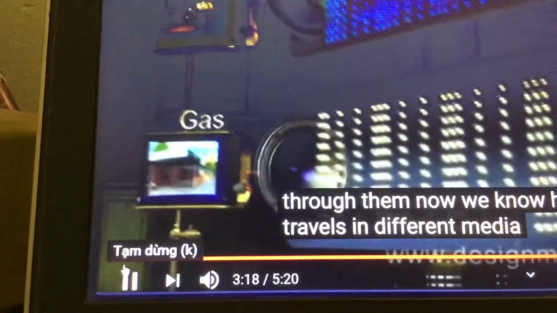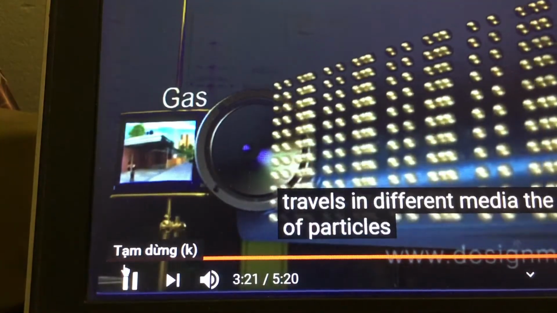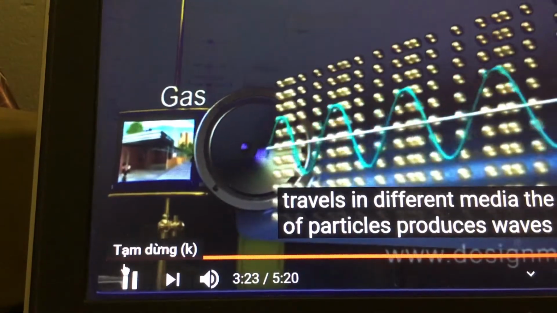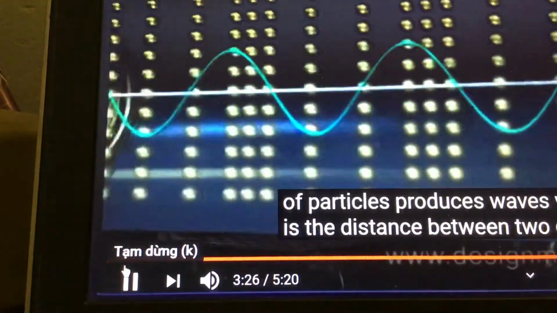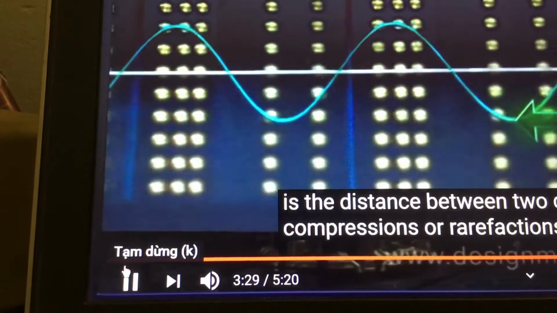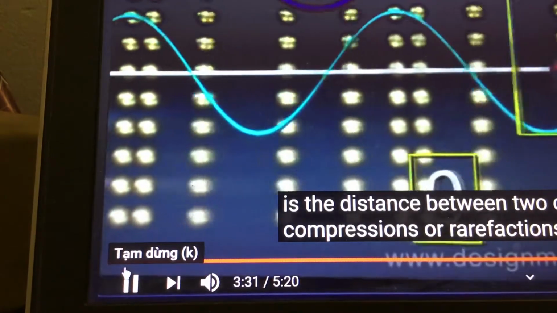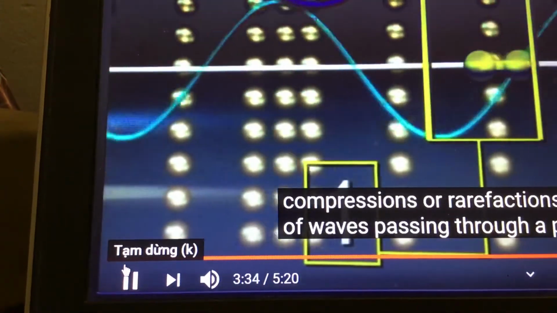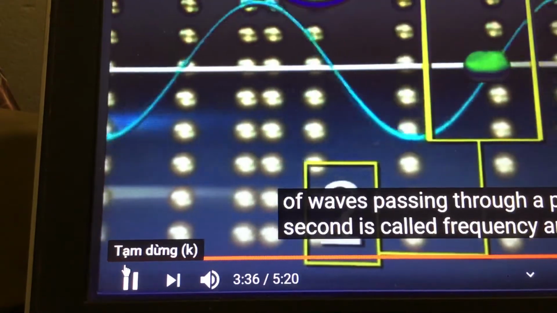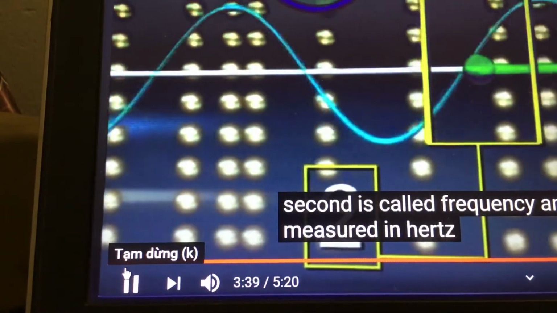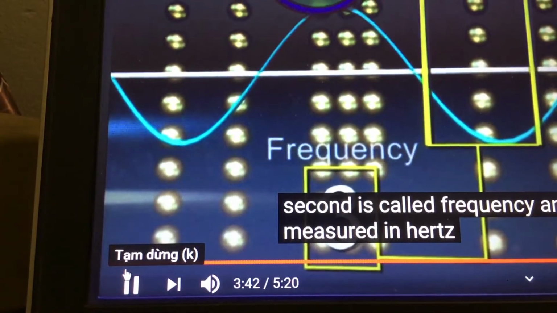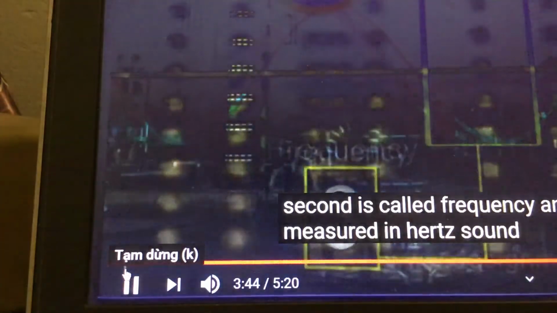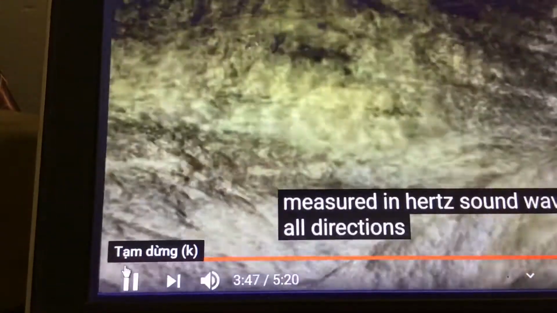Now we know how sound travels in different media. The vibration of particles produces waves. Wavelength is the distance between two consecutive compressions or rarefactions. The number of waves passing through a point in a second is called frequency and is measured in hertz. Sound waves travel in all directions.